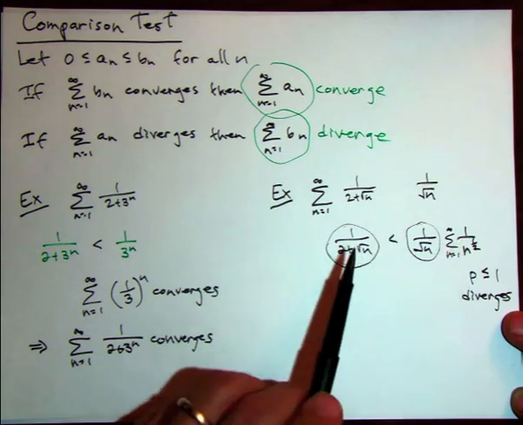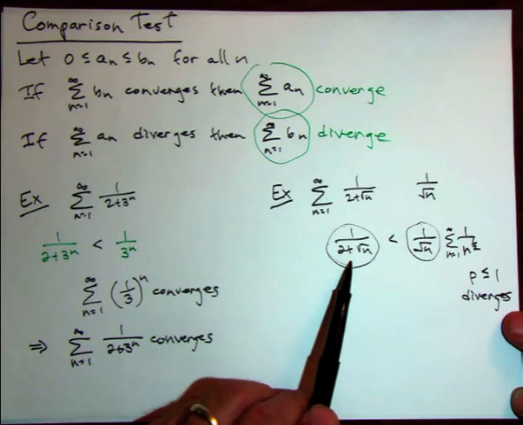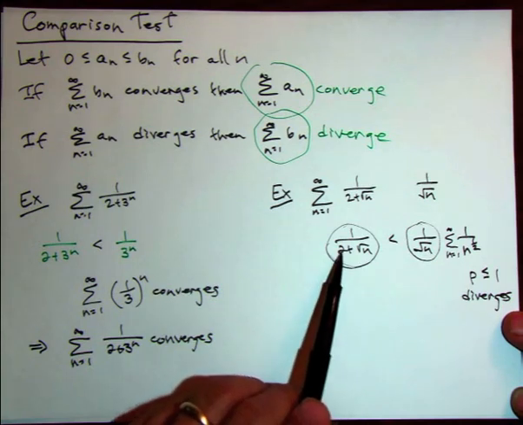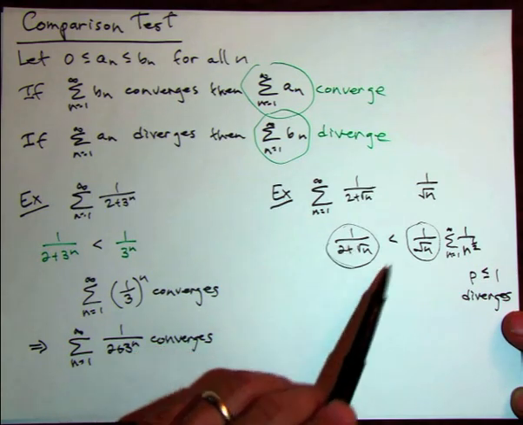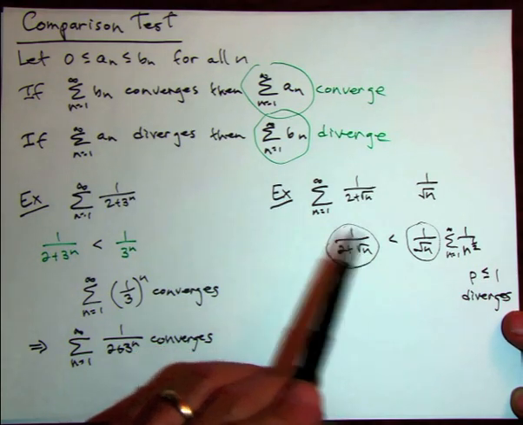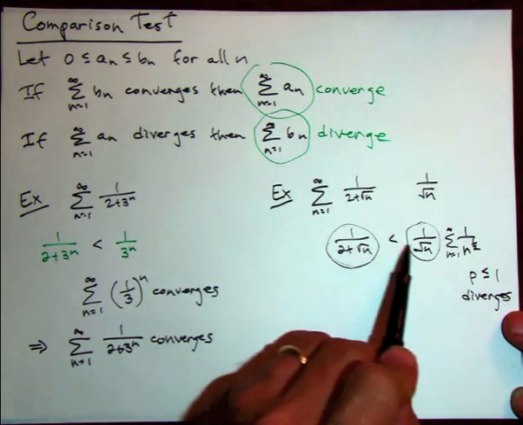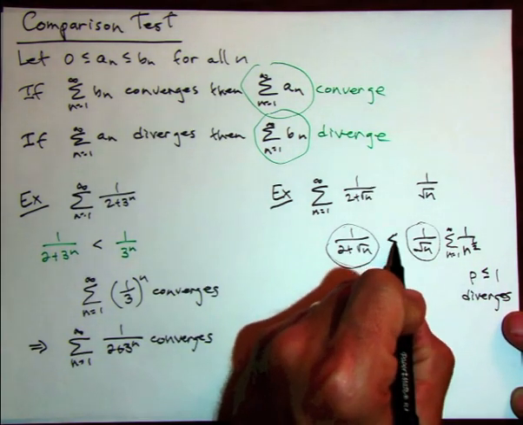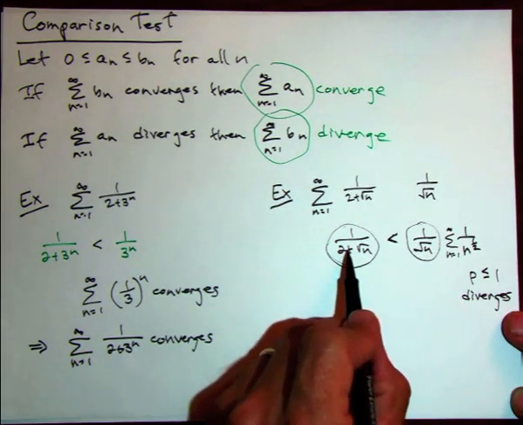So hopefully it makes sense that that doesn't tell us anything about this one. Because it's smaller, it could converge, but it could still diverge too, right? Bigger than infinity is still infinity, I guess is the way to think of it. The point is being smaller, being less than a divergent series doesn't tell us anything about the series in question.